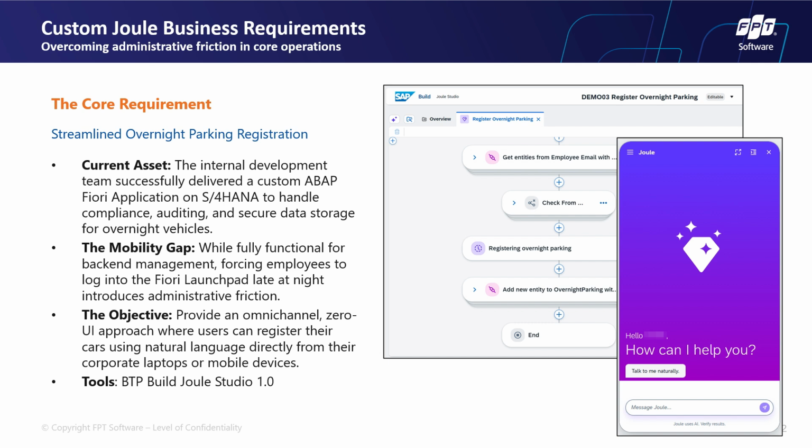With Joule, we want to provide an omni-channel, zero UI approach where users can register their car or motorbike using natural language. And the tool we use in this demonstration is SAP Build Joule Studio 1.0. On this screen, you can see the Joule Studio screen and the flow we built for this scenario.